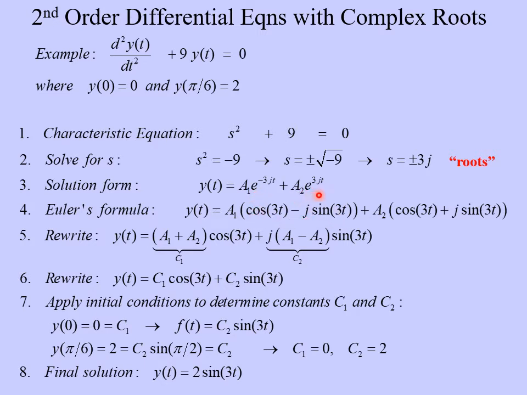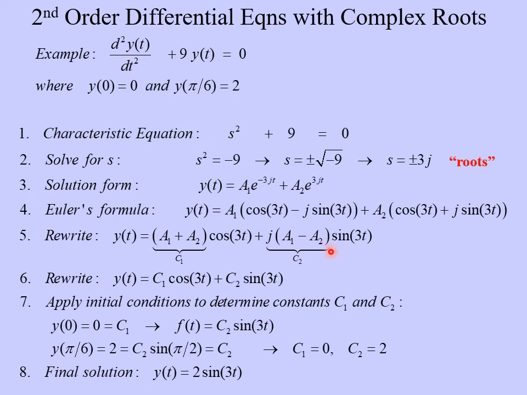The second term here becomes cosine of 3t plus j sine of 3t. And then, don't forget about the coefficients a1 and a2 out there. The next thing to do, it's kind of a neat trick here, is just to regroup. Put the cosine terms together here, and then let's put the sine terms together. So the cosine terms, there's an a1 plus a2 in front of these cosines. And for the sine, we have a j, and we have an a1 minus a2.